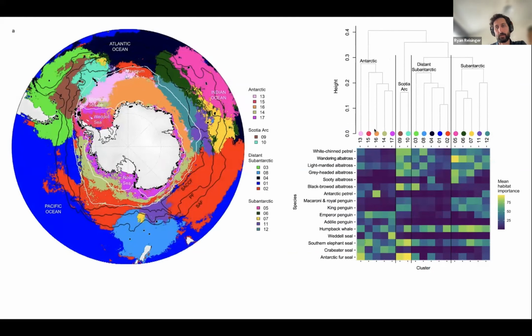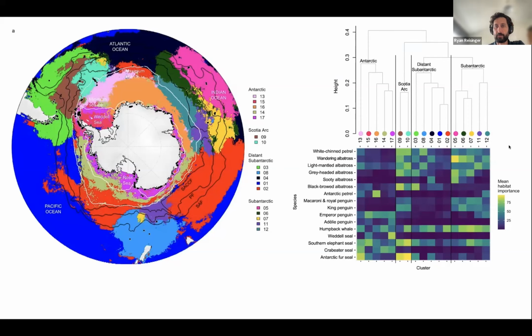We chose in the end 17 different clusters, but in order to make it a bit more tractable and to explore the higher level relationships among those clusters, we also defined 4 what we call superclusters or high level clusters, which roughly correspond with the Antarctic. So that's clusters 13 to 17, the Scotia Arc, clusters 9 and 10, what we're calling distant subantarctic, because they're subantarctic clusters that lie some distance from the islands, and then a set of subantarctic clusters, which lie more proximate to the islands.